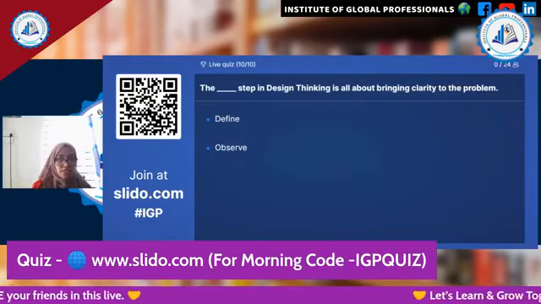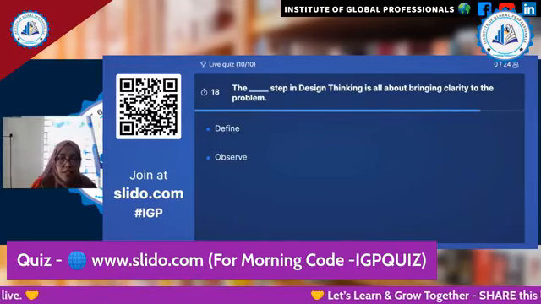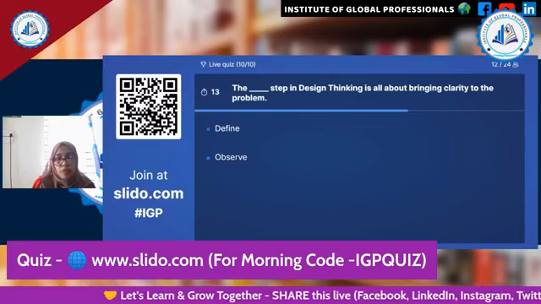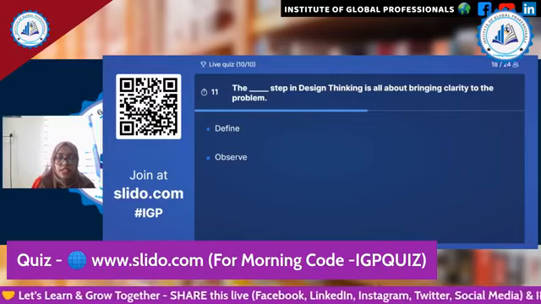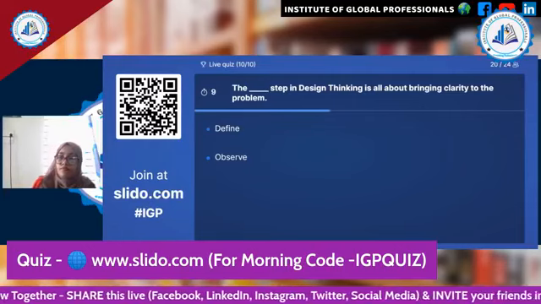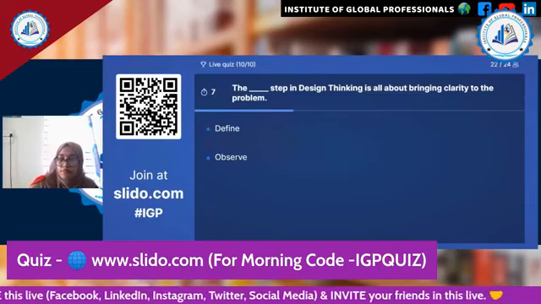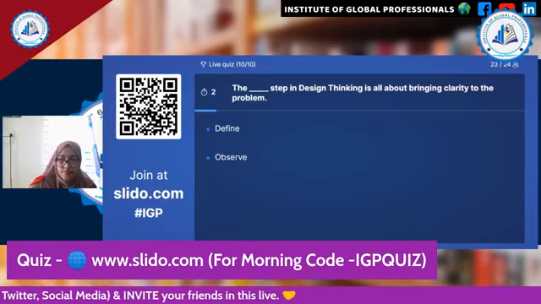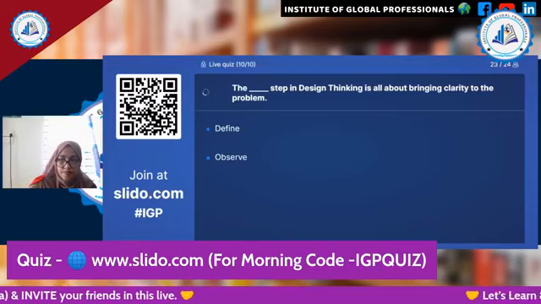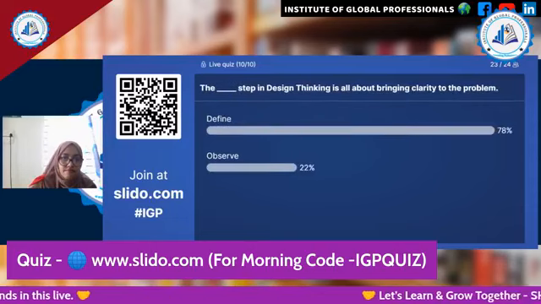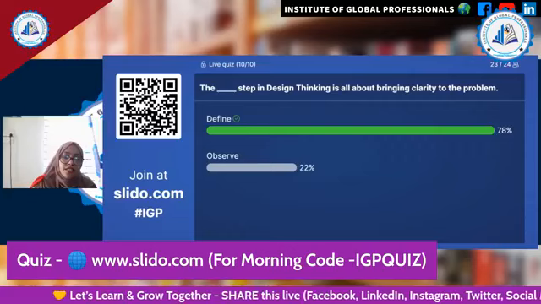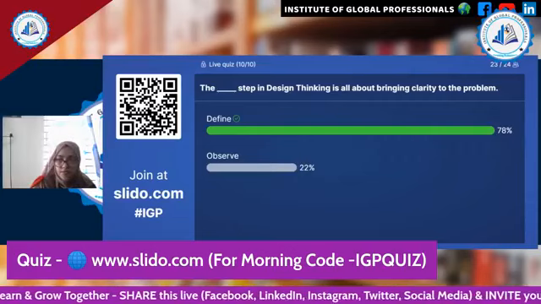And last question. The dash step in design thinking is all about bringing clarity to the problem. First option, define; second option, observe. And the correct answer is first option, define.